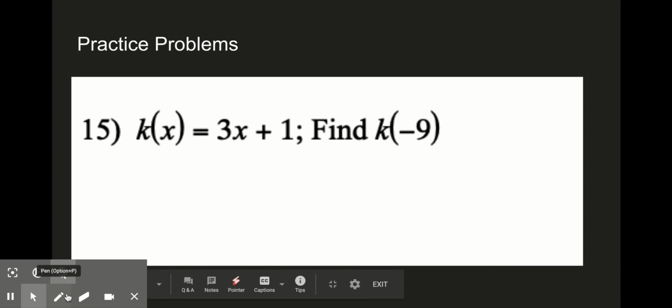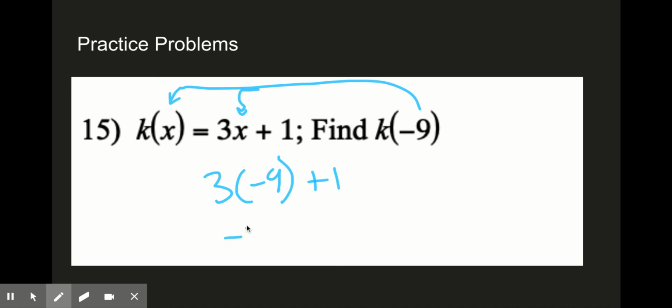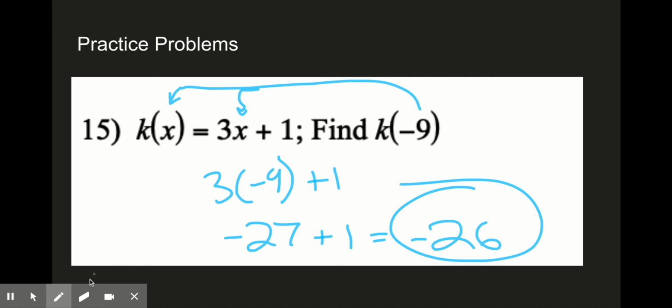All right. So for the types of practice problems I need you to be able to do, are you skilled in the art of evaluating? Can you take, okay, I know what this means. I replaced this x with a -9, so I'll replace that one. Okay, -27 plus 1 is -26, and I'm done.